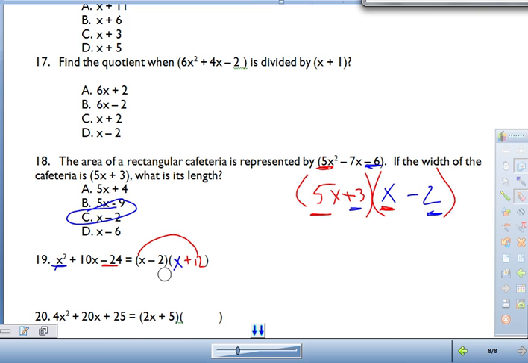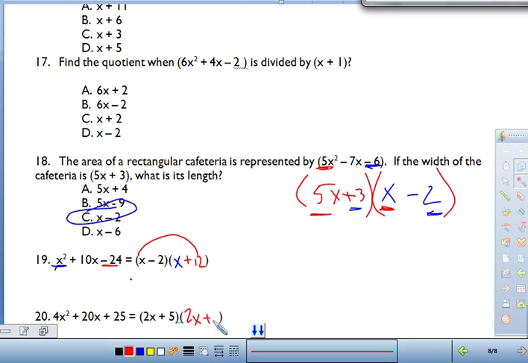So when you have one factor, it's pretty easy to find that last one, or the second one rather. So this one again, 2x to a 4x is going to have to be a 2x, and 5 is going to have to be a 5.